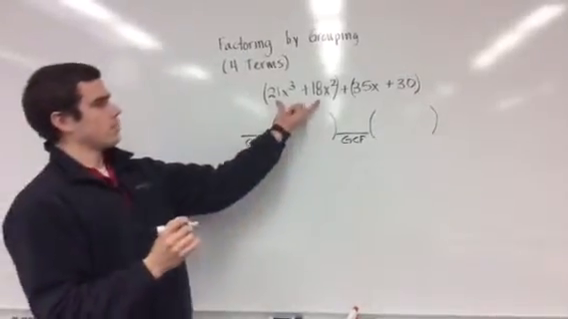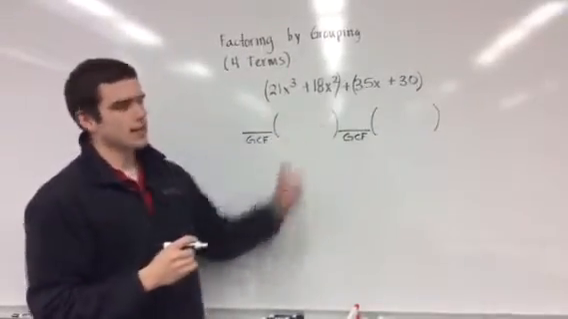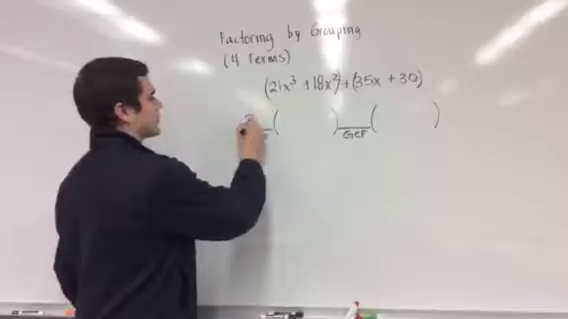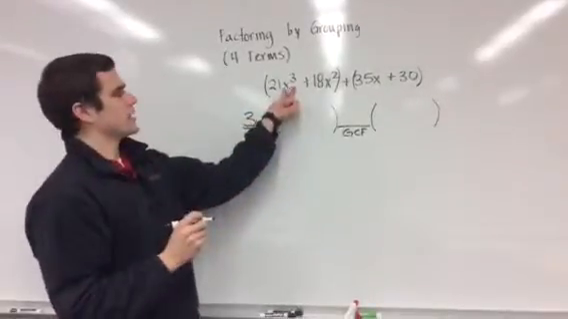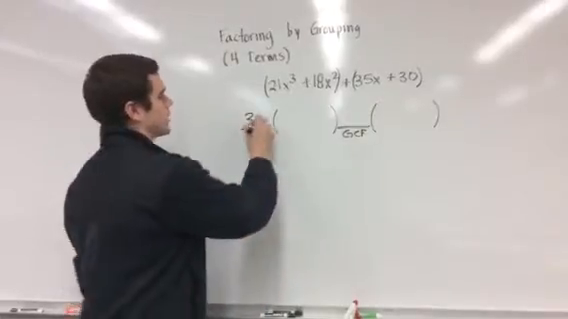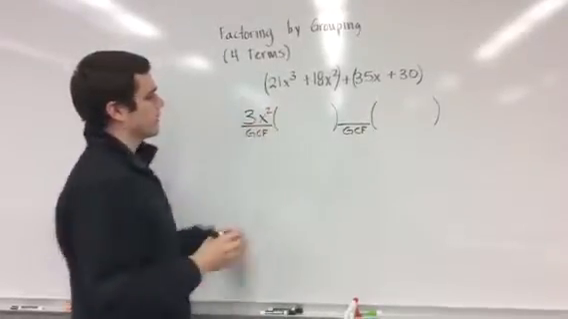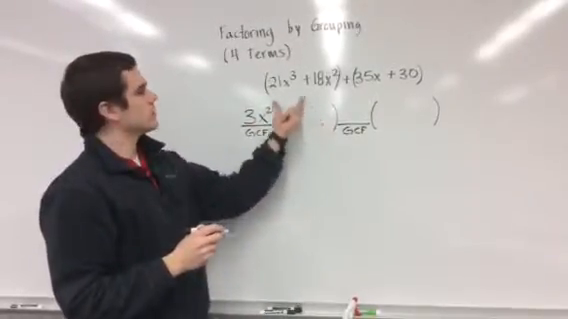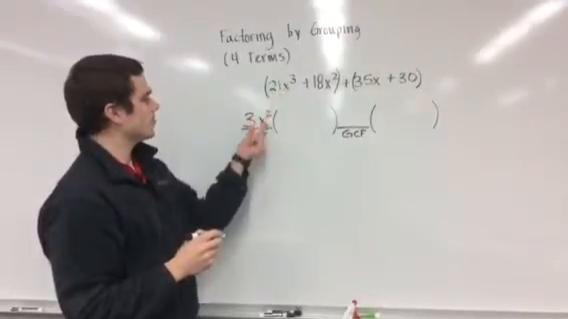So pull out the biggest thing that goes into 21 and 18. You figure out that's 3. And then you've got 3 x's there, 2 x's there. How many can you take out of both? So you're going to take 2 out of both. And then what's left over is going to be this term divided by this term.